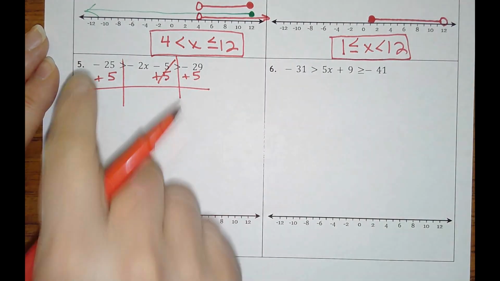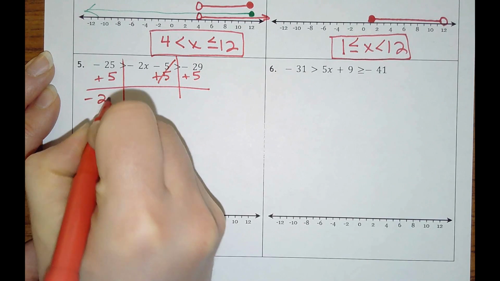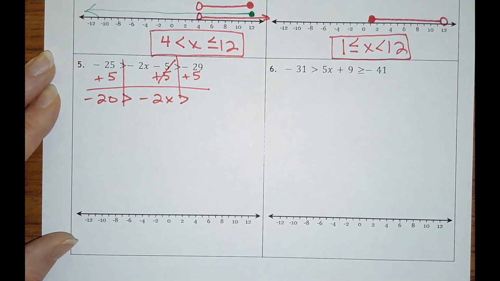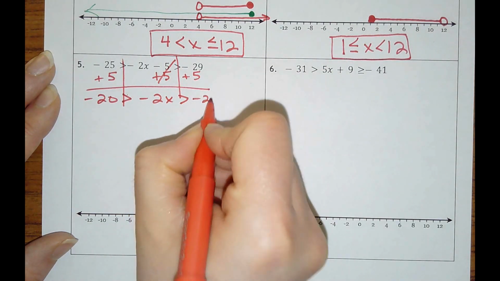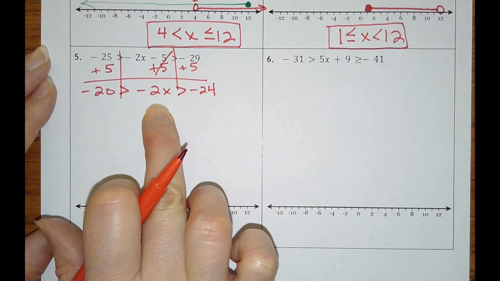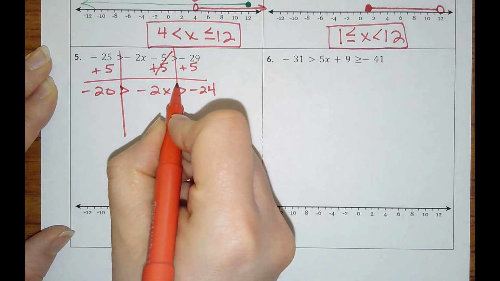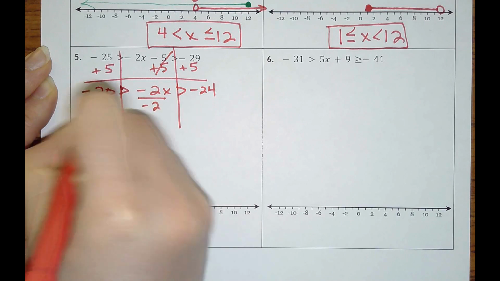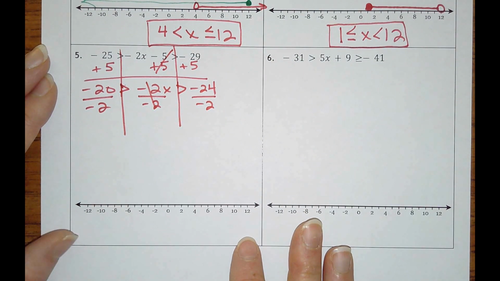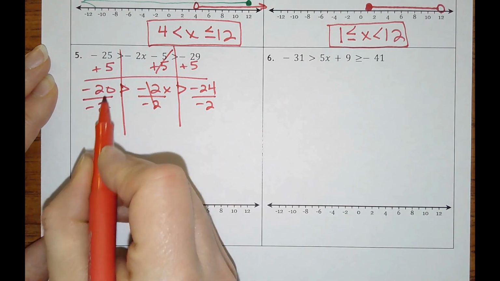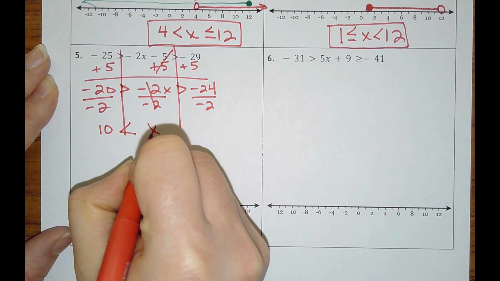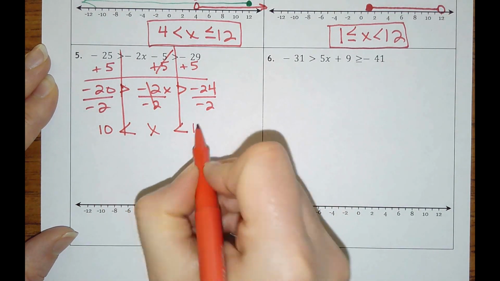So -5 cancels. -25 plus 5 is -20 is greater than, I'm going to bring down -2x in the middle. And -29 plus 5 is -24. All right, one more step to get x by itself in the middle. Right now it's -2 times x. I'm going to divide by -2. Every time in an inequality, if I divide by a negative, I must flip the symbol. I'm going to flip both of them. So -20 divided by -2 is 10. Flip. So now it says 10 is less than x is less than 12.